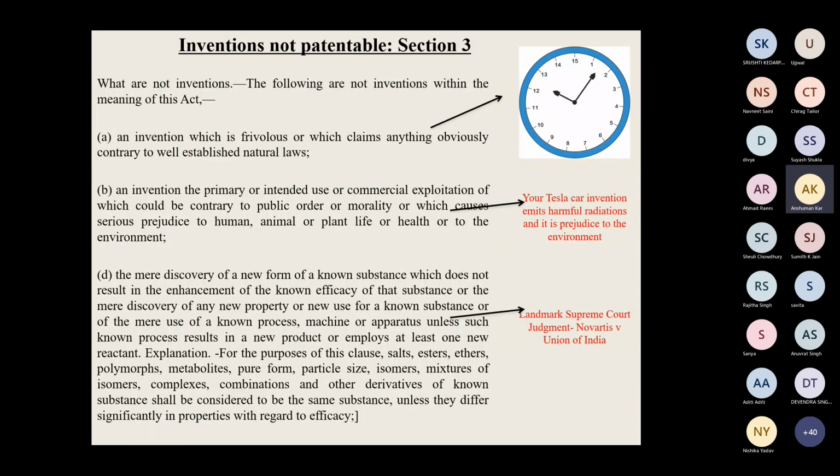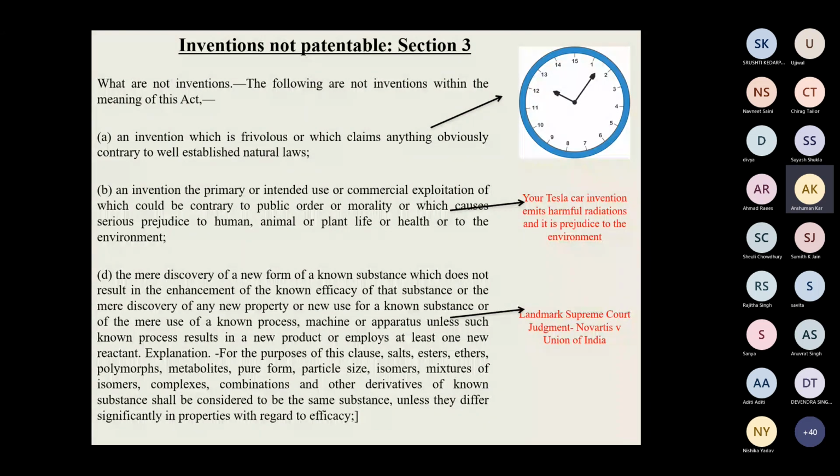Okay, sure. So the first thing is that which is contrary to well-established laws of nature, like the clock showing 15 hours. The next is an invention whose primary or intended use would be contrary to public order or morality, or which causes serious prejudice to human, animal, or plant life or health, or to the environment. Let's say that the Tesla car emits harmful radiations and is prejudicial to the environment. So that way it won't be patented.